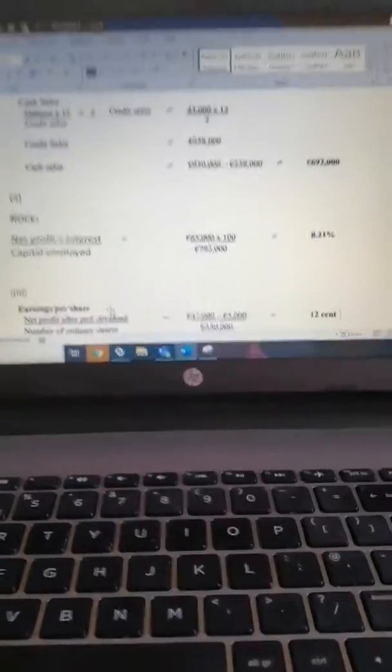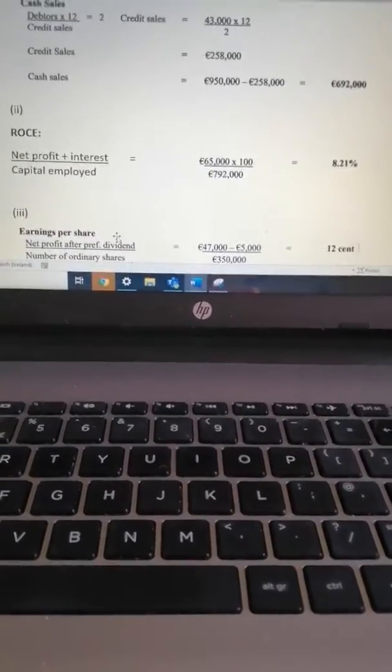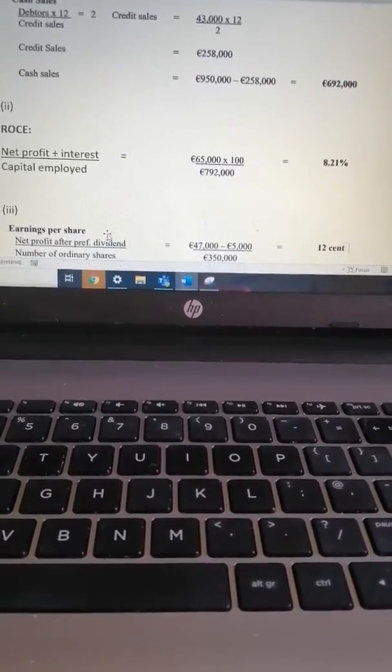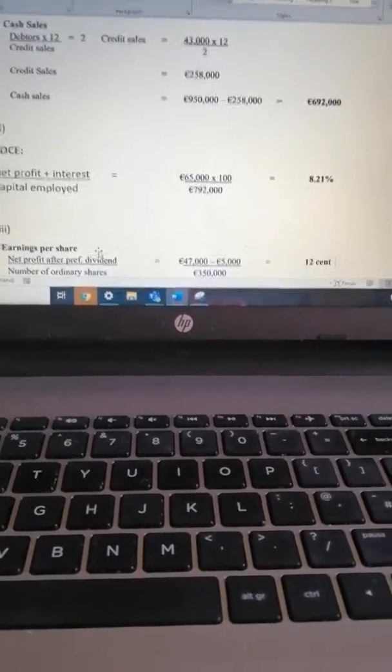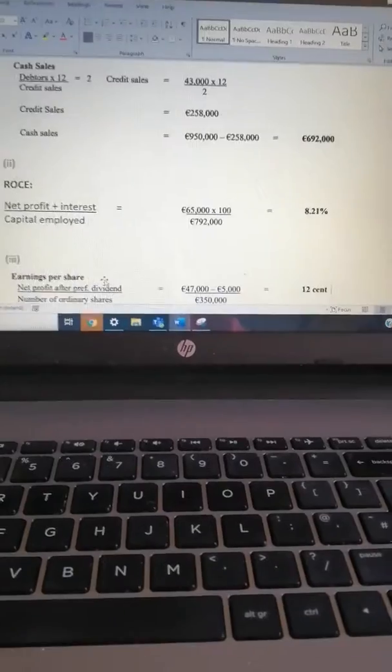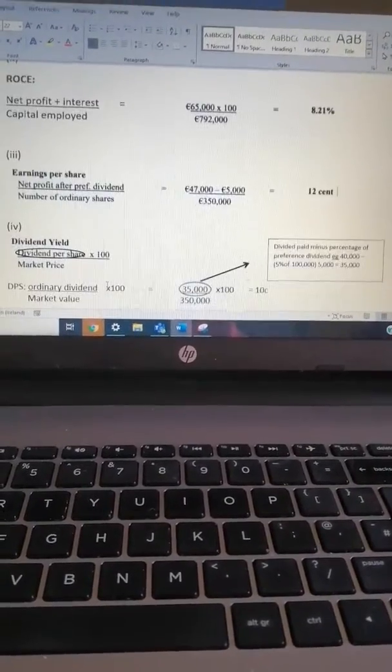Then if we move down, return on capital employed, very easy. Return on capital employed is your net profit in the question plus interest, which is in the question, over capital employed, which is the very end figure in the balance sheet. And we have our answer there. Very simple. We've done this before.